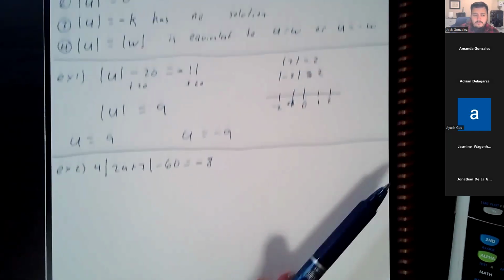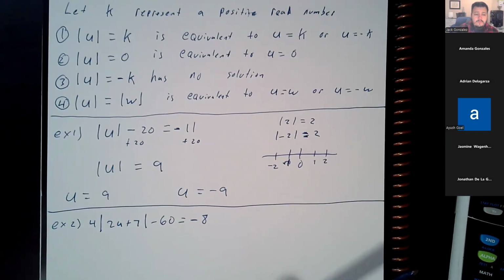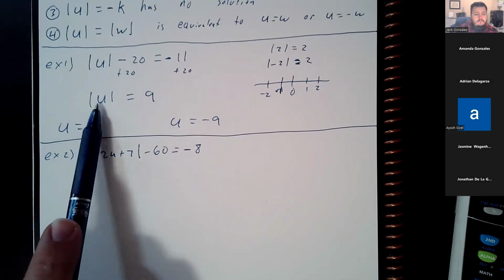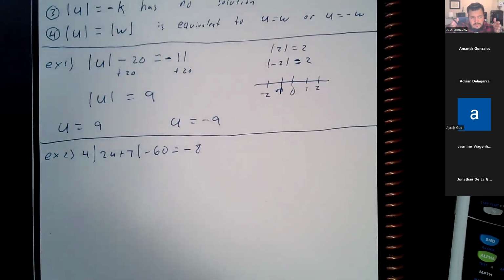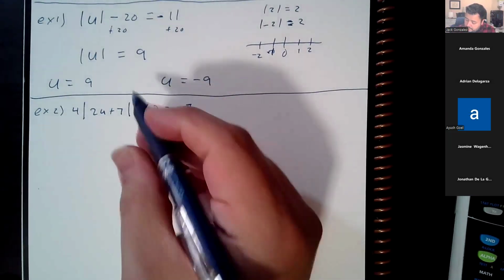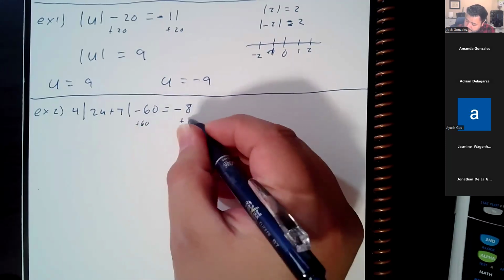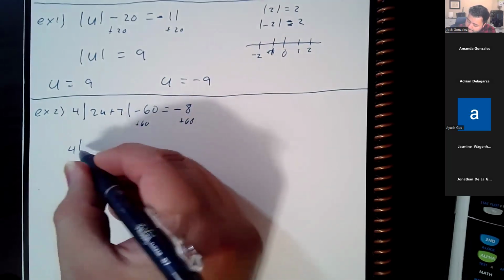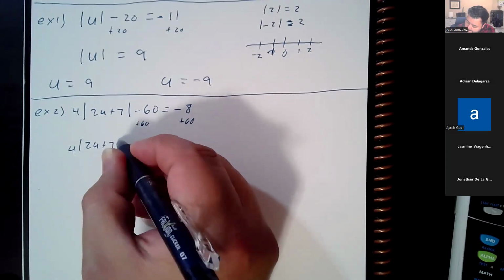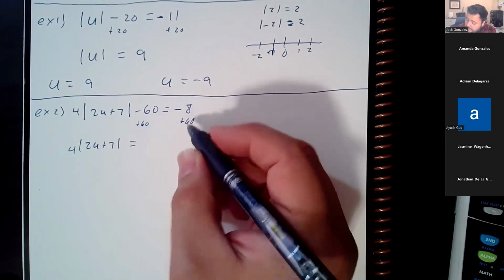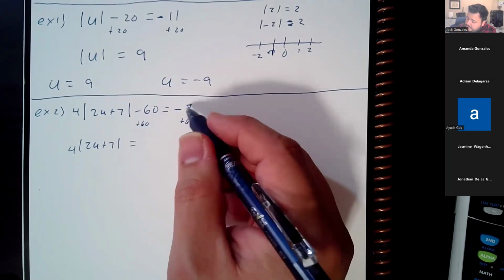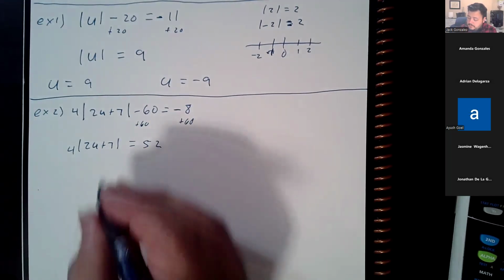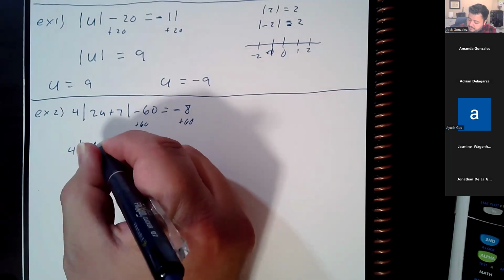But to do the work, we have to use these four properties. Or maybe just one or maybe two. But we said in order to remove them, you first have to isolate the piece that has the two bars. So let's start there. So in example 2, add 60 on both sides, we'll get to right here. And 60 plus a negative 8 or negative 8 plus 60, that is a 52, right? So this is supposed to be a U.